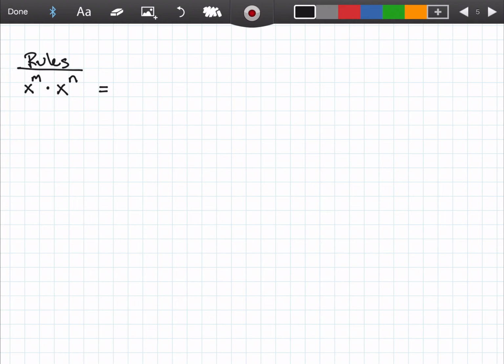Basically, same base, they're being multiplied together. All we're going to do is add their exponents. So I could have x cubed times x to the 4th. Well, I know if I got 3 x's being multiplied over here and 4 over there, that means altogether I have 7 of them. So that's why we just add their exponents. Okay, anything to the 0 power is always going to be 1.